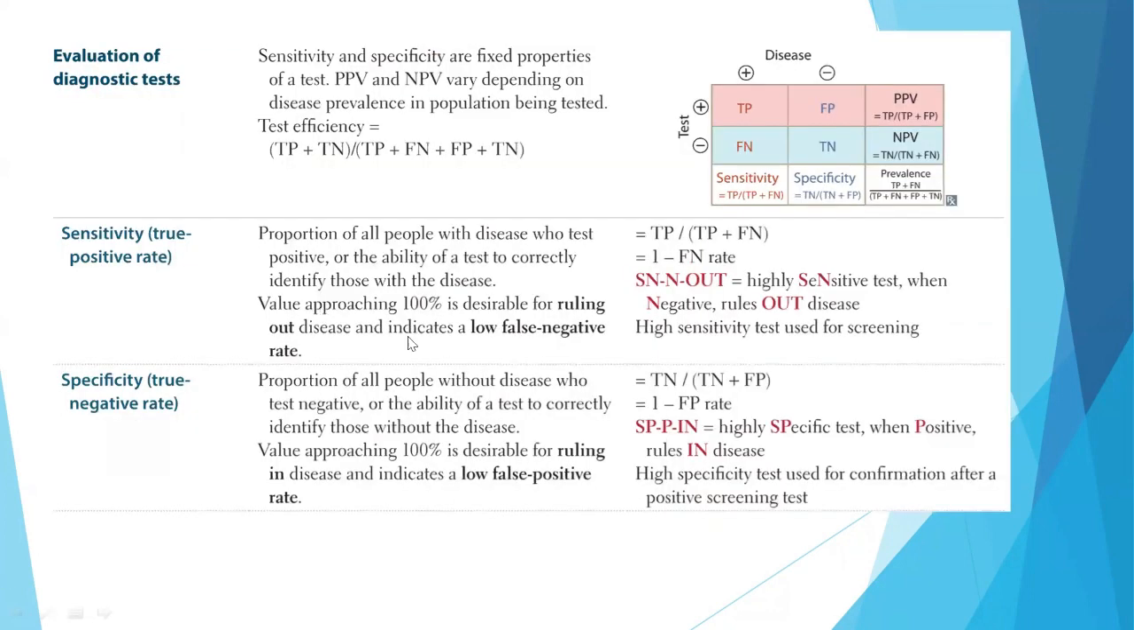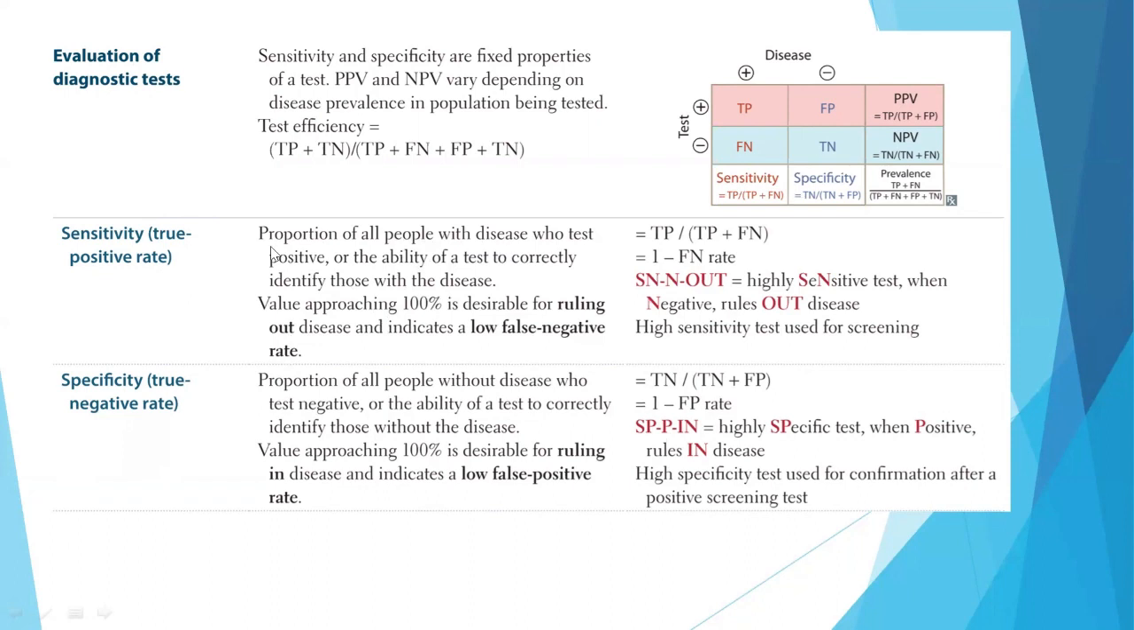Now, this is the first chart. So, how do we evaluate the diagnostic test? The test that we will be doing should be sensitive as well as specific. Sensitivity means calculating the true positive rate, which is the proportion of all the people with disease who test positive, or the ability of a test to correctly identify those with the disease. A value approaching 100% is desirable for ruling out the disease and indicates a low false negative rate.